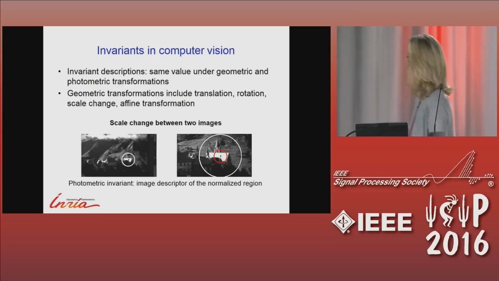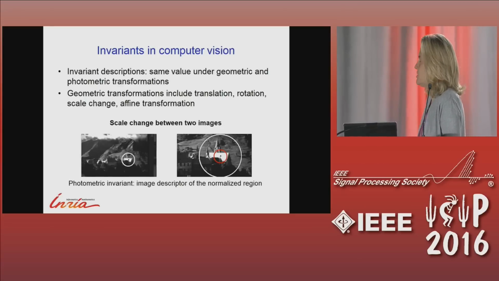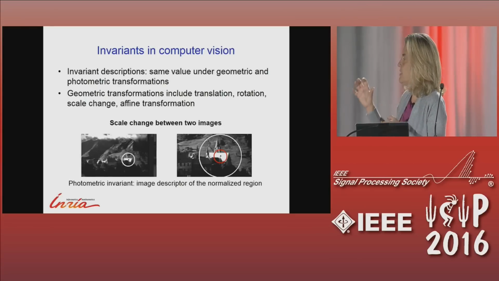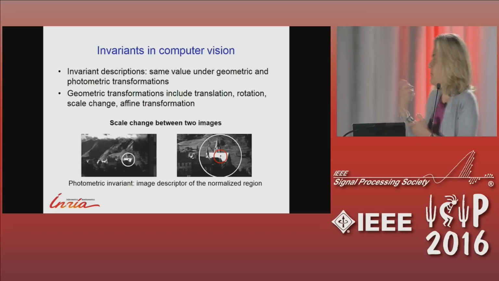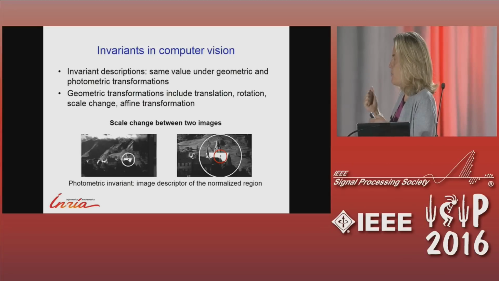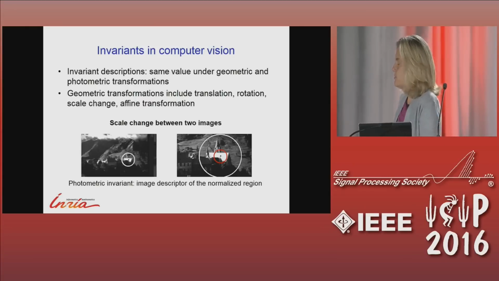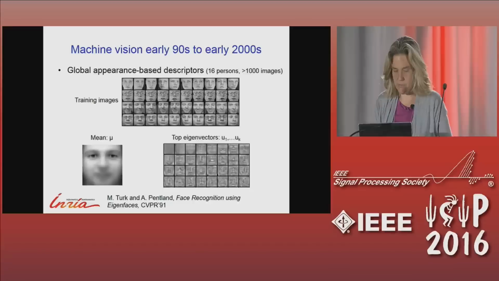Another example would be if you want to be invariant to scale changes. Here, you have to normalize the region in some way by estimating some invariant scale properties, and then you can describe this normalized region by a normalized descriptor.